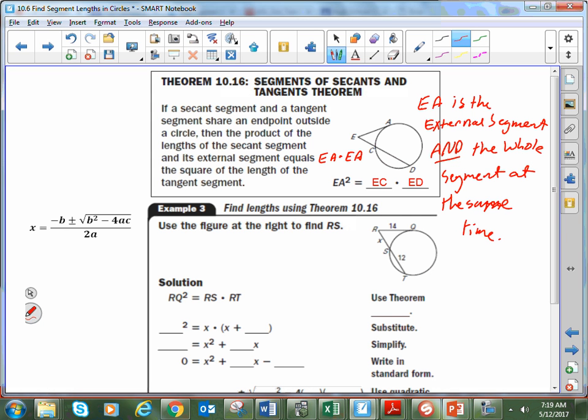So EA squared will be equal to the product of the external segment and the entire secant for the other secant. So that's how we're getting EA squared is equal to EC multiplied by ED.